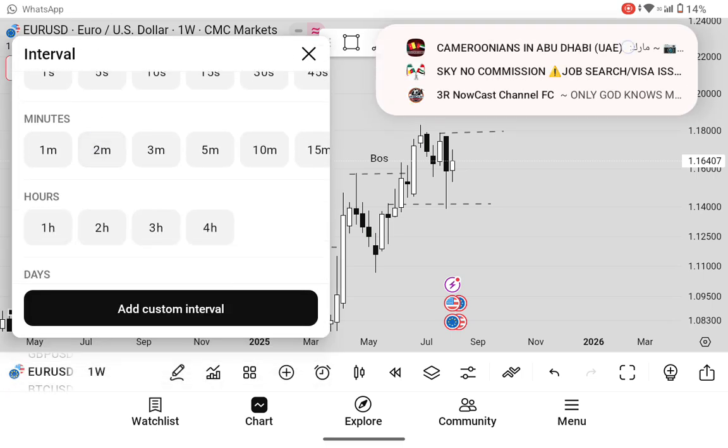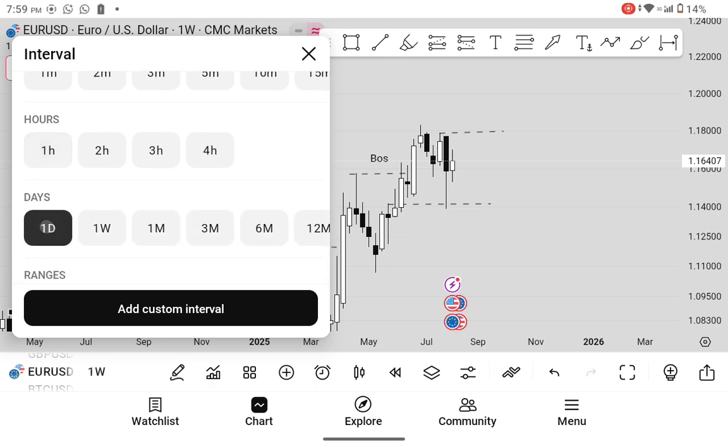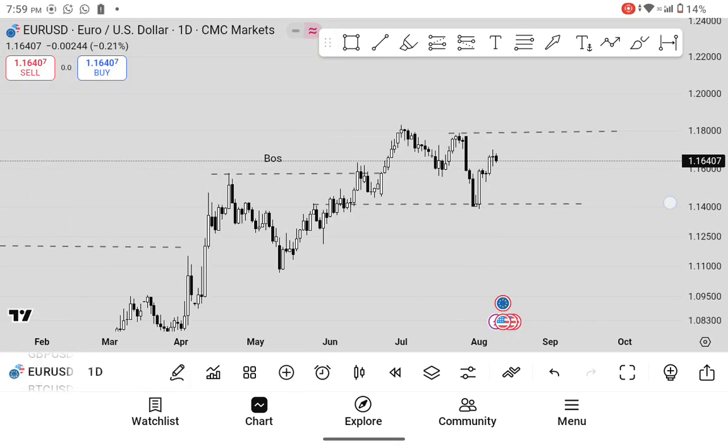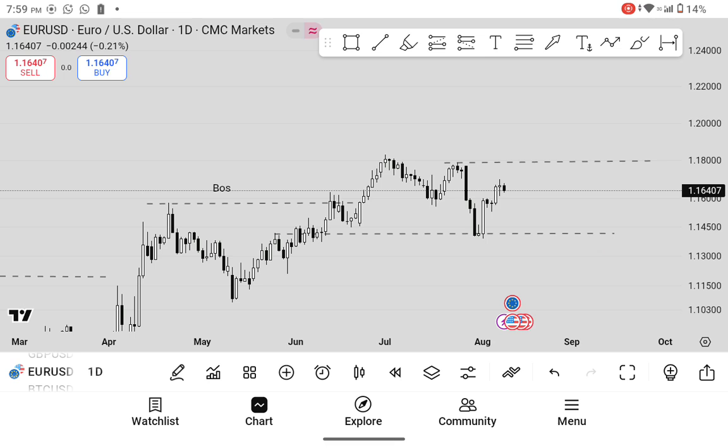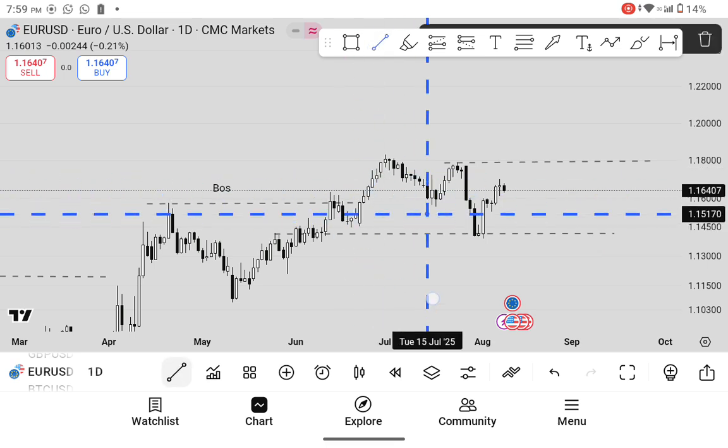So I'll just go straight to the daily time frame. So we look at our confluences. So in our daily time frame, you have our change. We had this break of structure here.